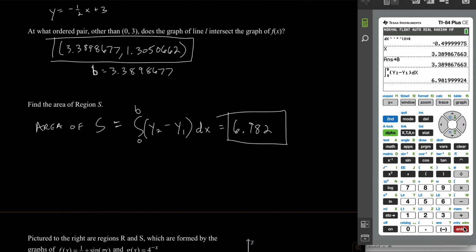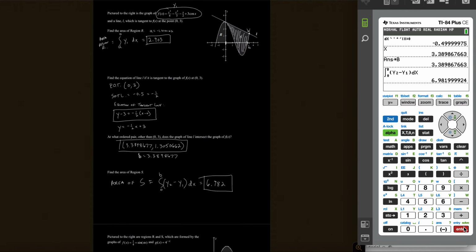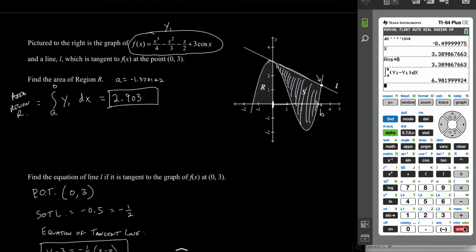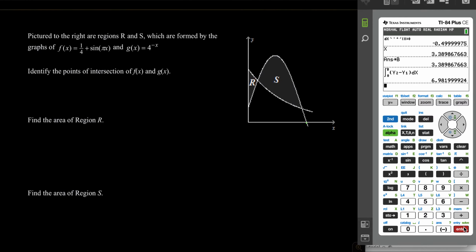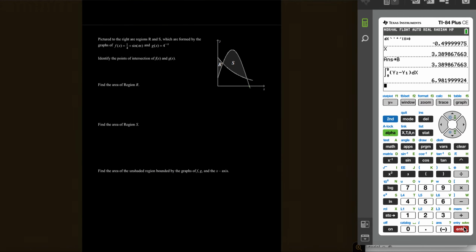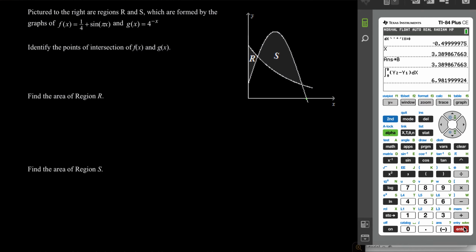That's the area of region S, because we did the area between two curves. We did upper curve minus lower curve, and the limits go from where they intersect, from 0 to whatever the x coordinate at that point was. So there's a lot of calculator skill going on here. We're going to do one more. Yeah, good. This one's got a lot of calculator skill on it as well.